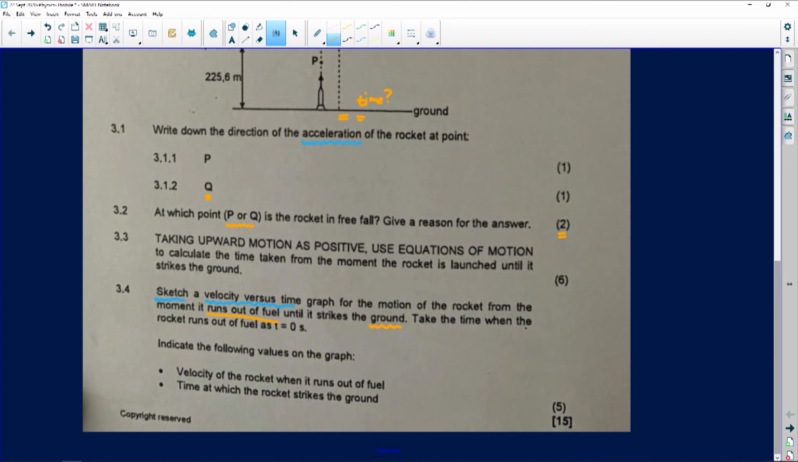And it also says indicate the following in the graph: the velocity of the rocket when it runs out of fuel, that was given to us, and the time at which the rocket strikes the ground. Now for this question, guys, remember, the time that the rocket strikes the ground was the previous question that we needed to calculate. Let's say hypothetically you got the question wrong and so forth. When you are drawing this graph, you must use that time that you got, right? You carry over that answer and you put it in there.